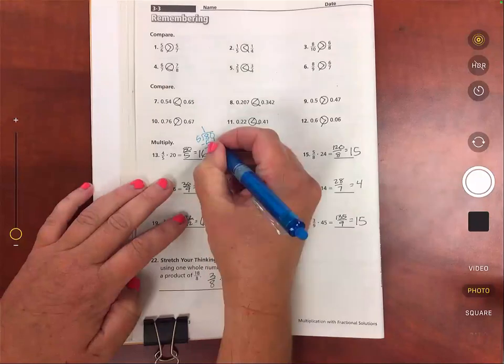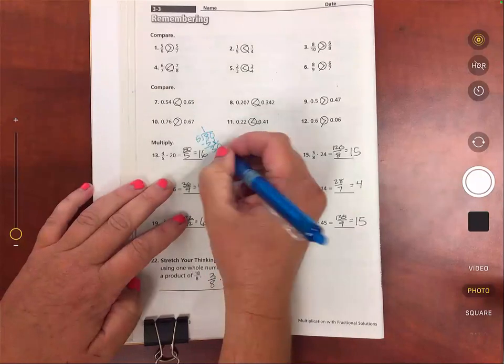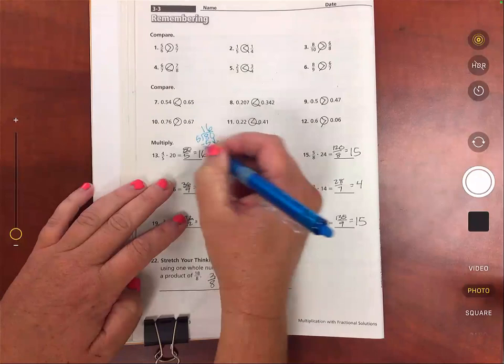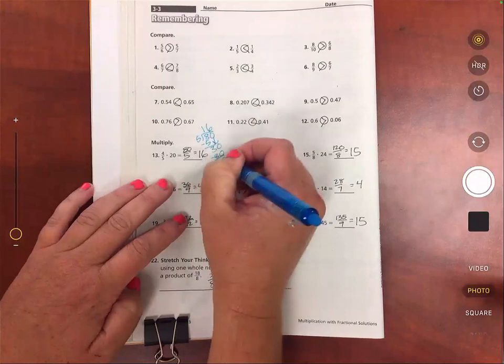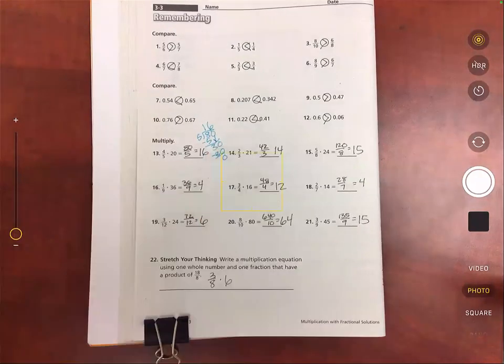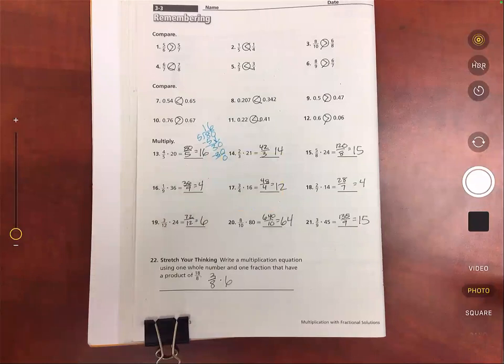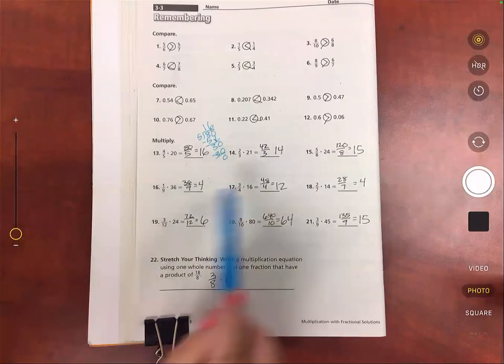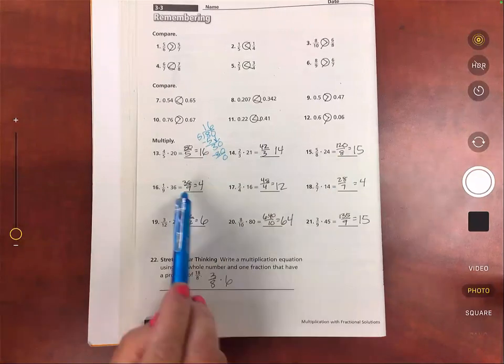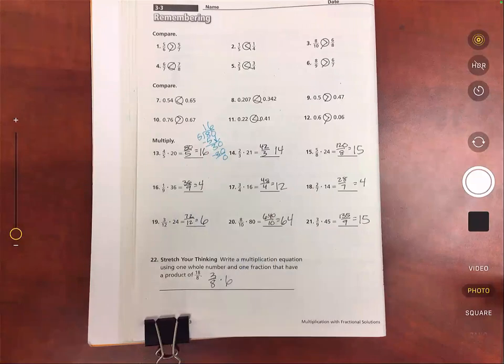Have to bring down my 0. 5 goes into 30 6 times. 6 times 5 is 30. Subtract, I have nothing left. So 16. Oh, I forgot we were searching for the top number, not the bottom. Okay. So I ruined all of these. Oh, that's okay. Did you at least get the improper fraction part correct? Yeah. Okay, so that's awesome.